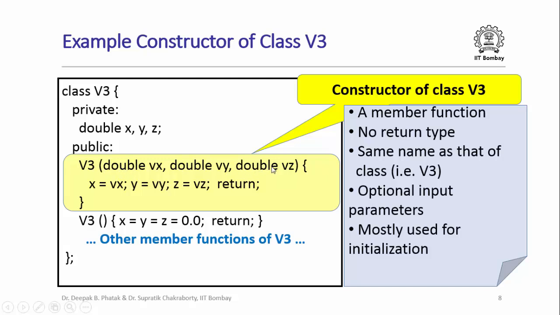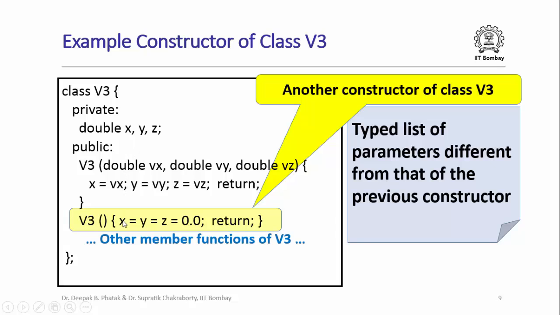It takes optional input parameters, as we have already seen, and as is the case here, it is mostly used for initialization. So this is one constructor function of the class v3. Here is the second constructor function of the class v3. Interestingly, note that the second constructor function once again has the same name as the name of the class.